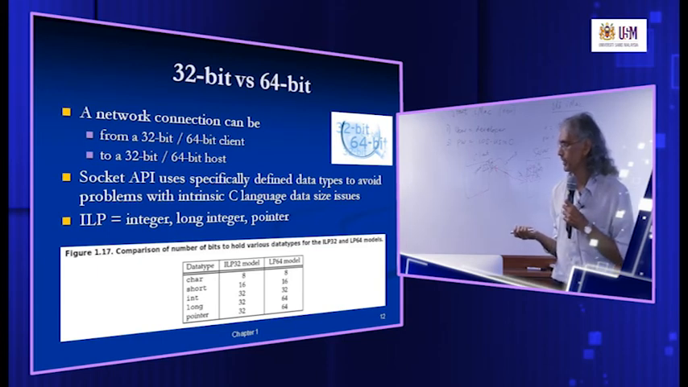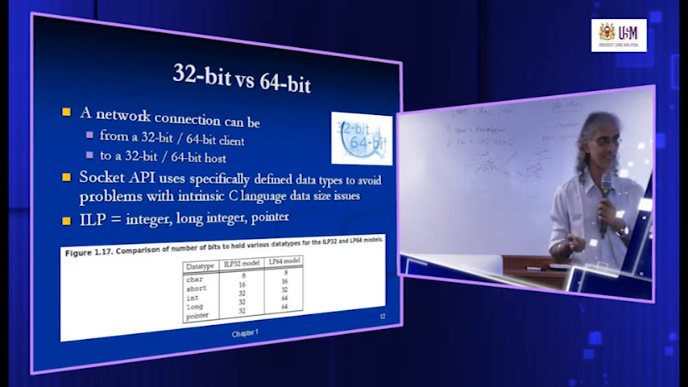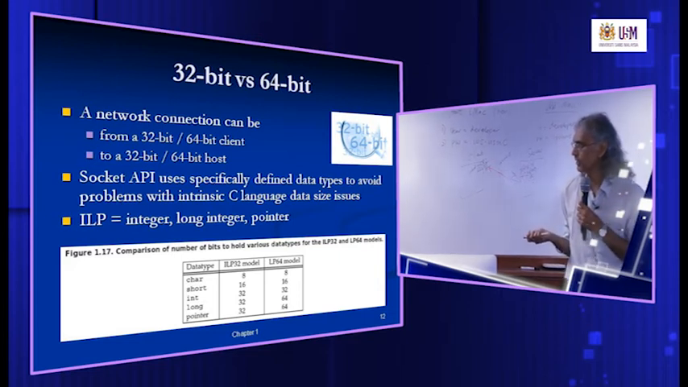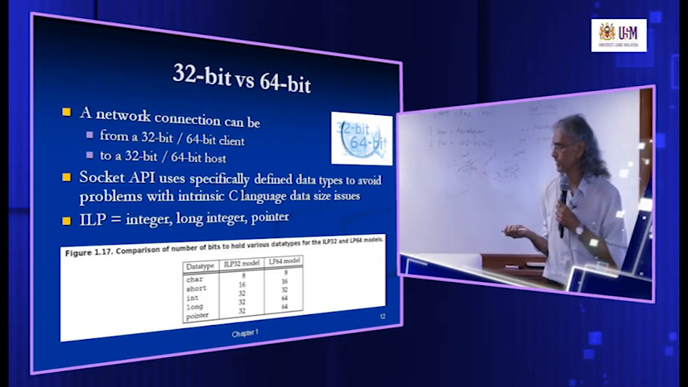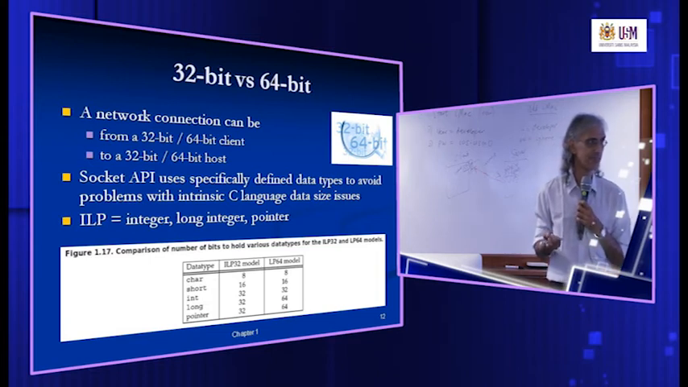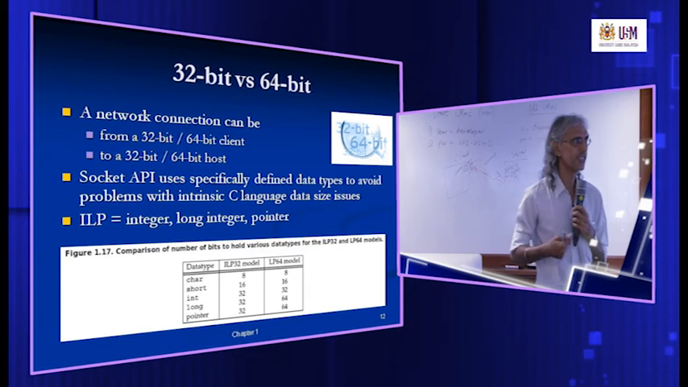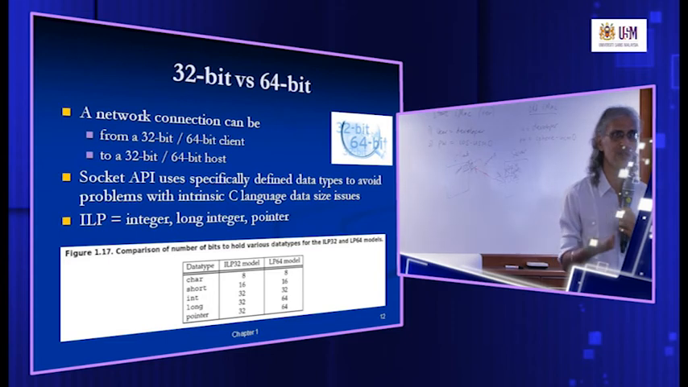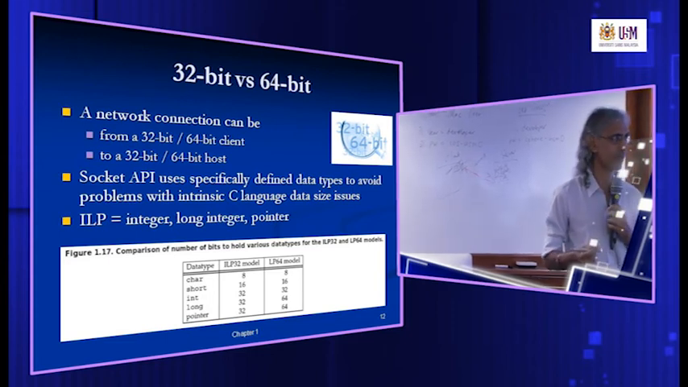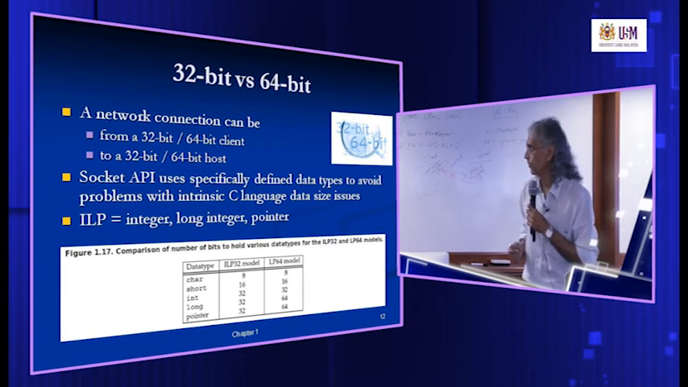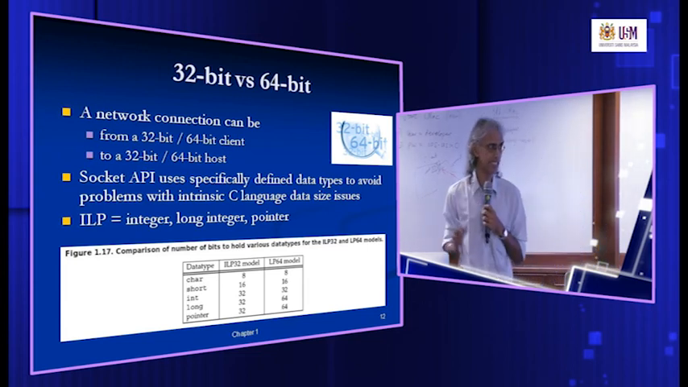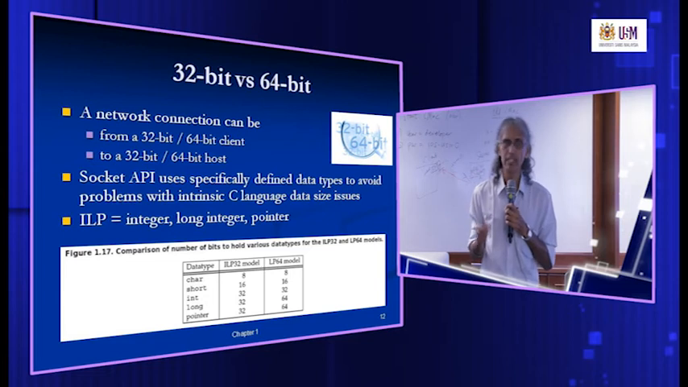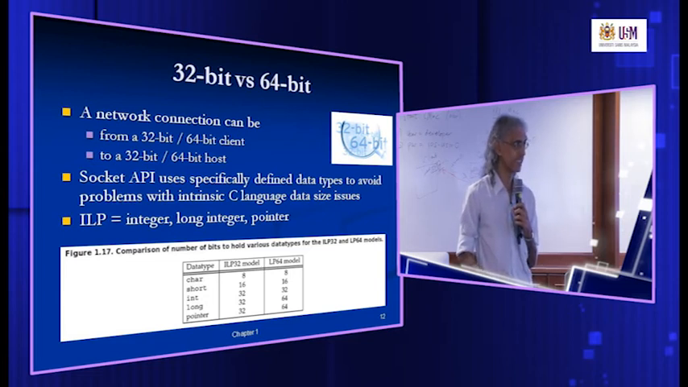Short integer is normally 16 bits. Integer is normally 32 bits. The problem comes with the long integer. In a 32-bit model, the long is only 32 bits, but in a 64-bit model, the long integer becomes 64 bits. So if you send 32 and I'm expecting 64, or I send 64 and you're only expecting 32, that will be the problem. This is normally handled behind the scenes, but when you write socket programs, you have to be aware of these things.